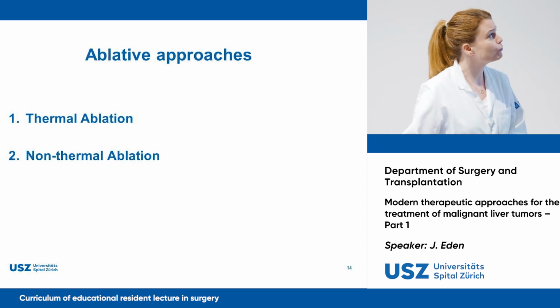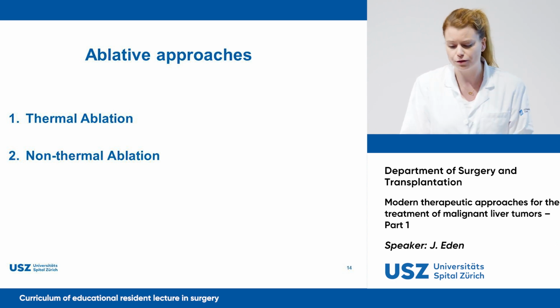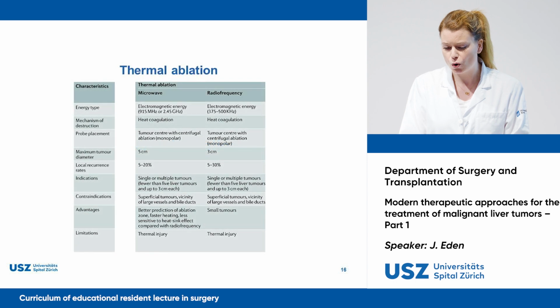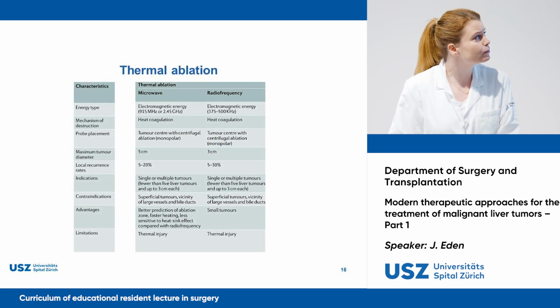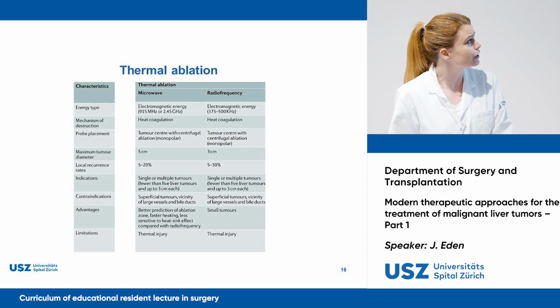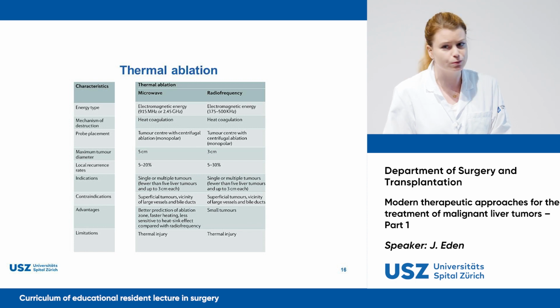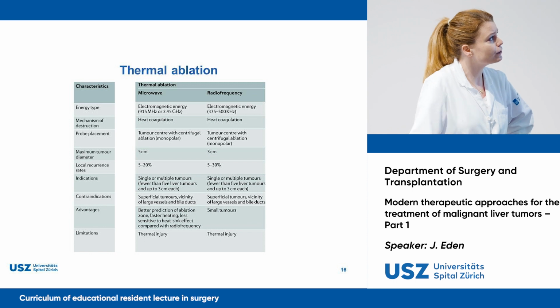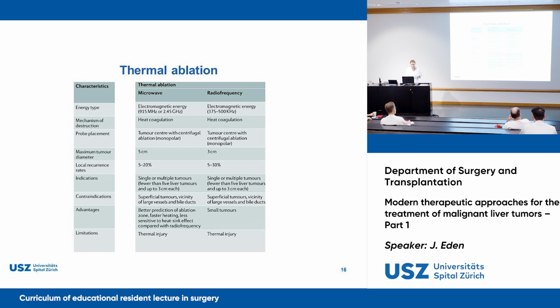Let's start with ablative approaches: thermal ablation, non-thermal ablation. Thermal ablation first. We differentiate between microwave ablation and radiofrequency ablation, and the energy type used is electromagnetic energy. Mechanism of destruction, heat coagulation, and probes are placed in the tumor center. And what is important to know is that the maximum tumor diameter is limited to 5 centimeters or 3 centimeters each. And I want you to keep that in mind.